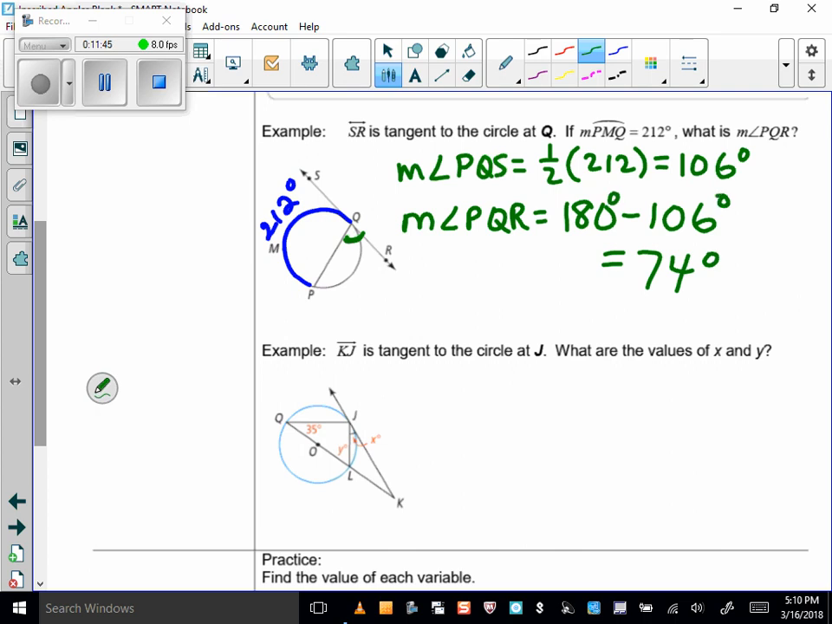All right, another thing I could have done is I could have said, okay, well, if the blue part of the circle is 212, then I know the entire circle is 360 degrees, so this part would be 360 minus 212, and then I could have taken half of that number to get the measure of angle PQR.